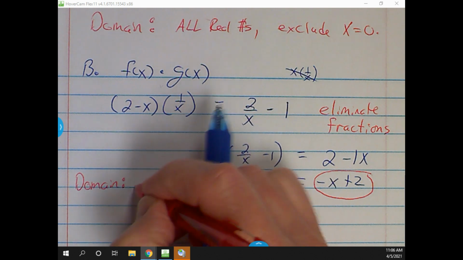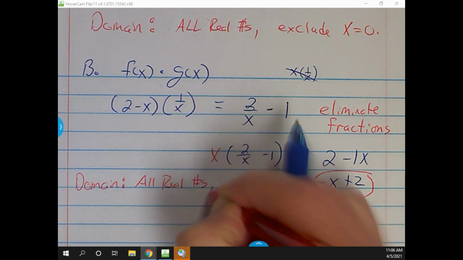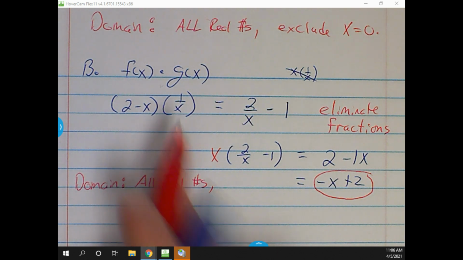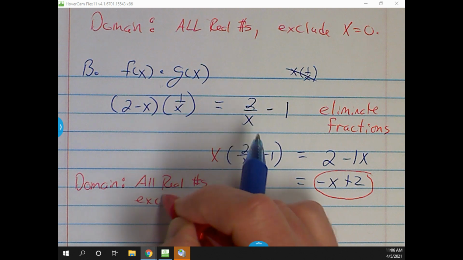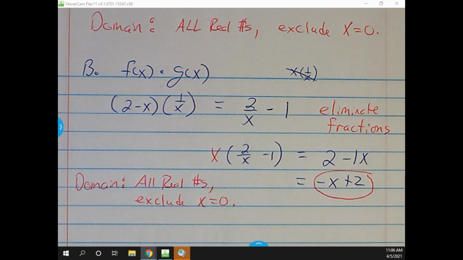All right, again, the setup is for domain, it's all real numbers that you start with that one. We did have the denominator here back in the original problem, but it was still just x, so we're still going to exclude x equal to 0. There's no solving on that one, so it's just x equal to 0.